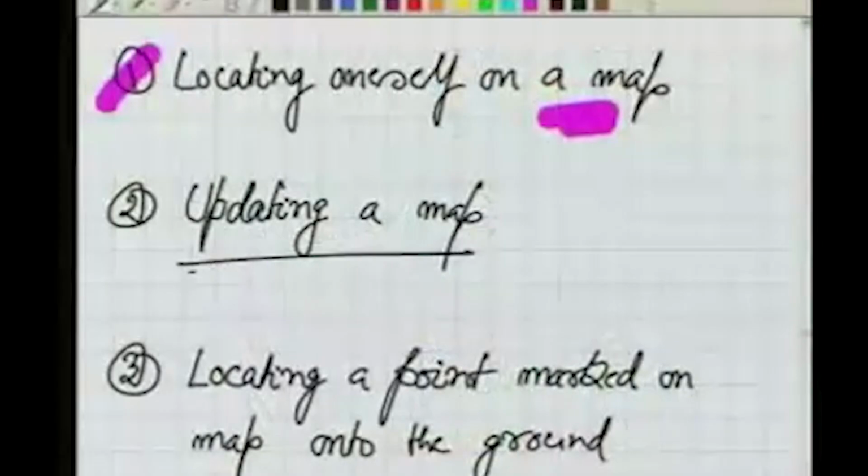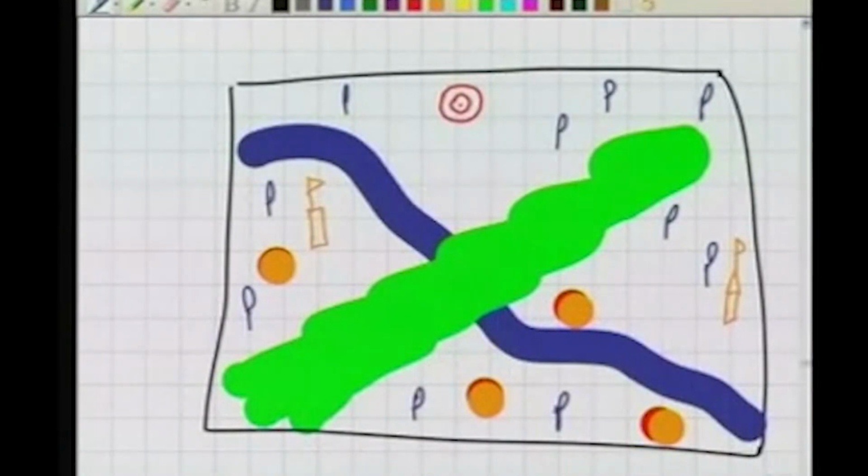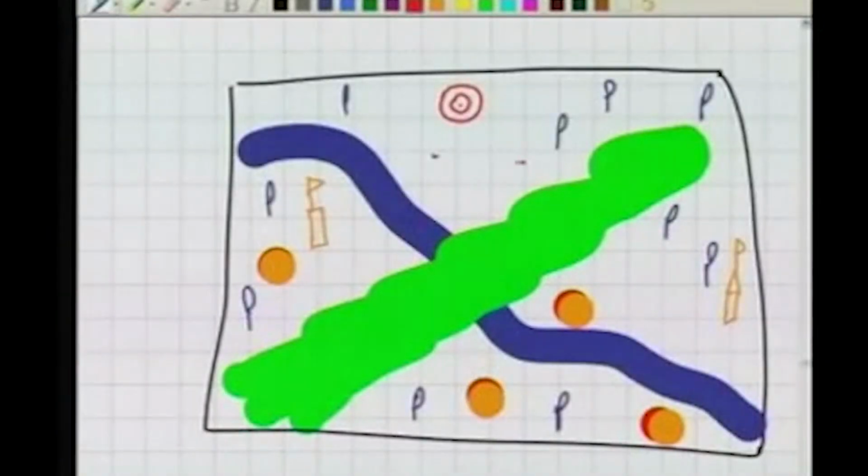If this is the case, we can make use of this in order to update a map also. Updating means we have a map, we go to the ground and we want to see what are the things in the ground which are new but not appearing in the map. For example, here in this ground, we find there is a building but it's not in the map. So what I will do, I will stand on 4 corners of the building and locate those 4 points here.